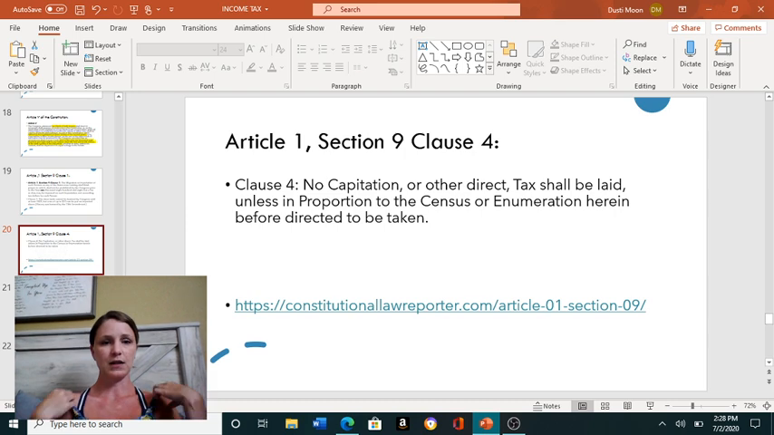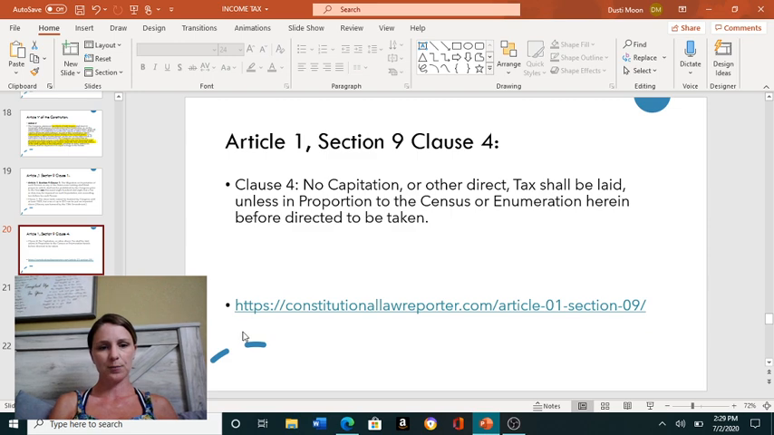Okay. So the next one is Clause 4. This is the one that has no expiration date. You cannot amend. All right. So this says no capitation or other direct tax shall be laid, unless in proportion to the census or enumeration herein before directed to be taken. Isn't that exactly what the 16th Amendment nullifies?